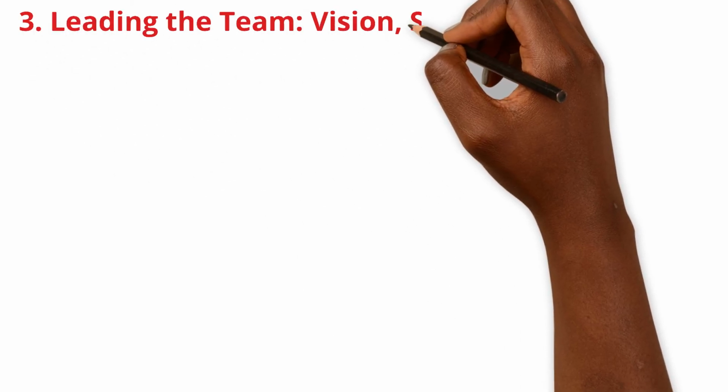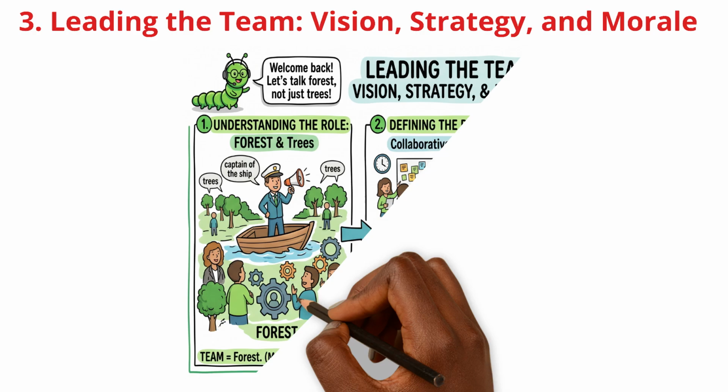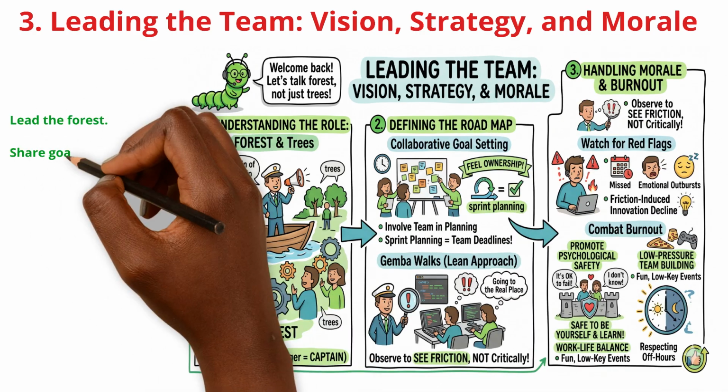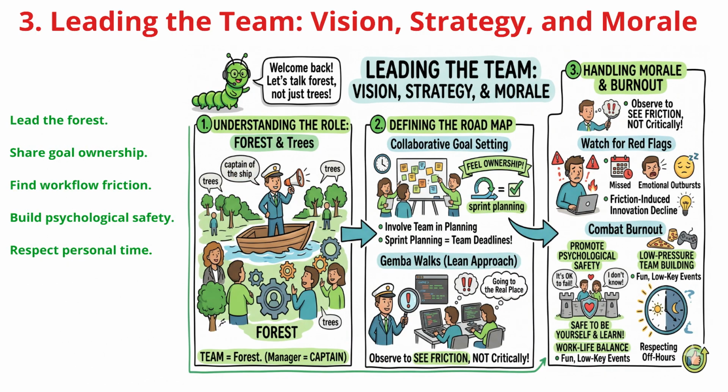If managing individuals is about focusing on the trees, leading a team is about steering through the forest as the captain of the ship. To define a clear roadmap, you must align daily tasks with company objectives through collaborative goal setting. Use sprint planning to give your team ownership of their deadlines, and conduct Gemba Walks to observe real-world workflows and identify friction without judgment.